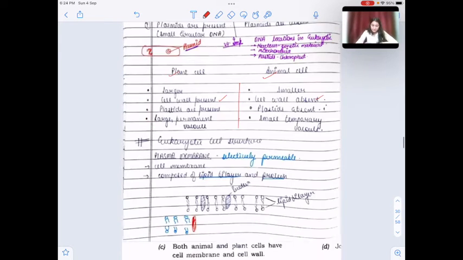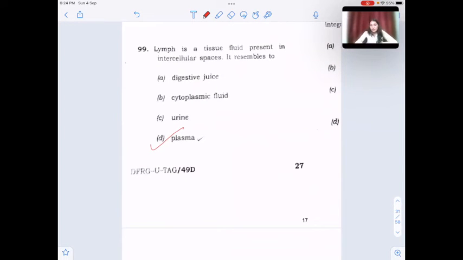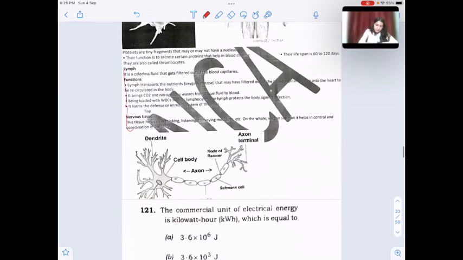Lymph is a tissue fluid present in intercellular spaces. It resembles plasma. Plasma is also a colorless fluid. Lymph is also a colorless fluid containing some elements responsible for immunity. So this is all given about lymph.